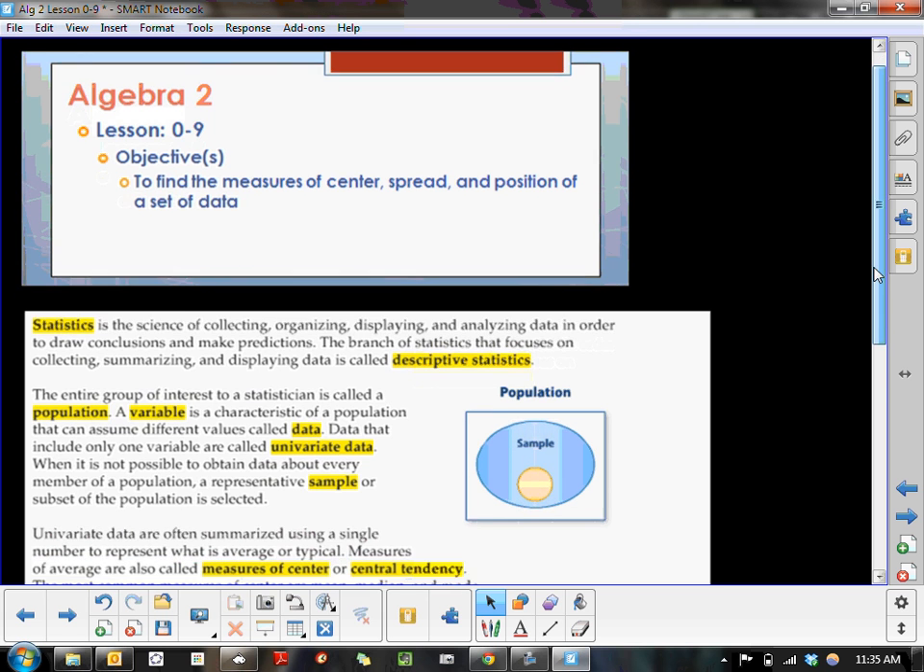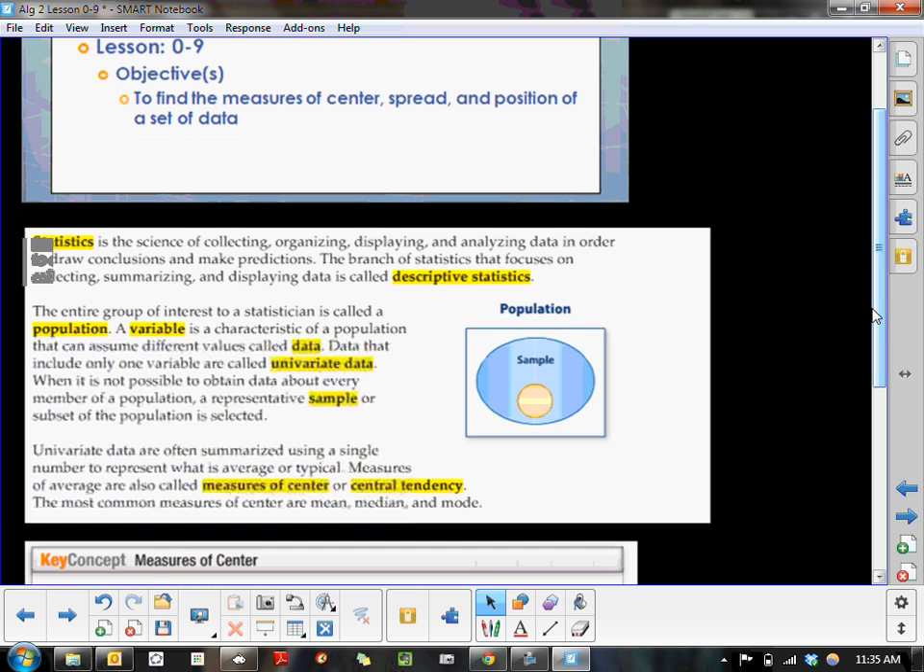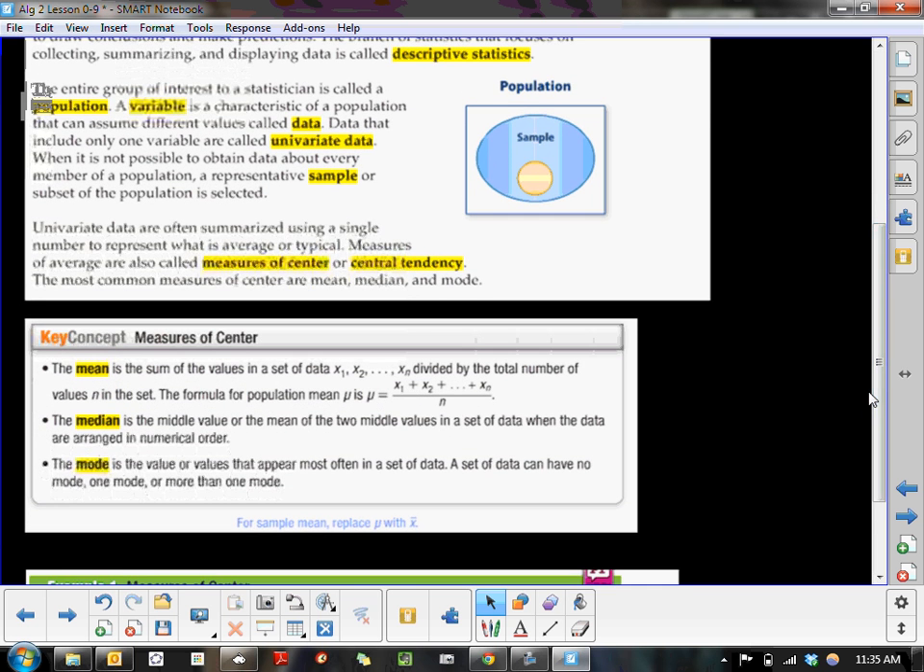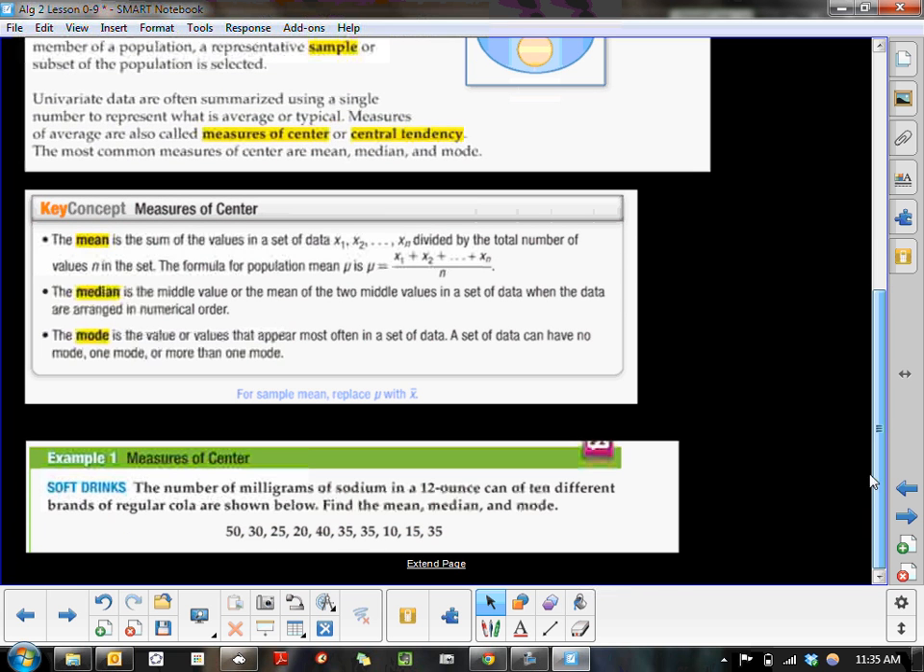We're going to be concerned with finding the center of some data here. So univariate data are often summarized using a single number to represent what is average or typical. Measures of the average are also called measures of center or central tendency. The most common measures of center are mean, median, and mode. So we're going to go out as statisticians, run an experiment, collect some data, and bring this data back. We're going to say, what is one value that can represent this data the best?